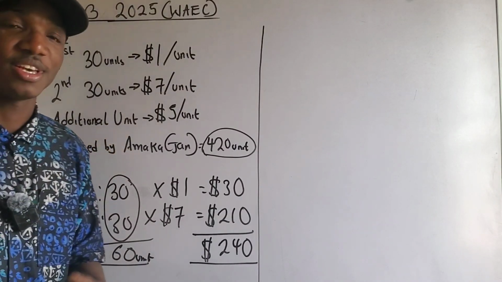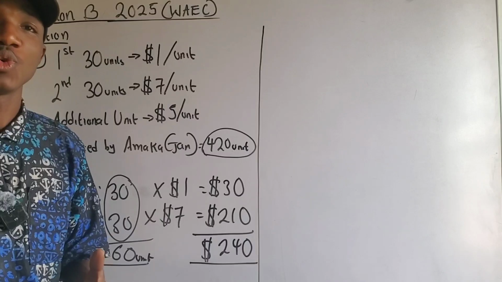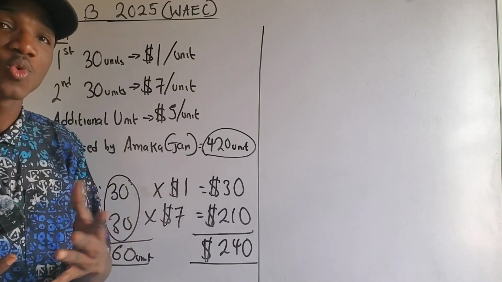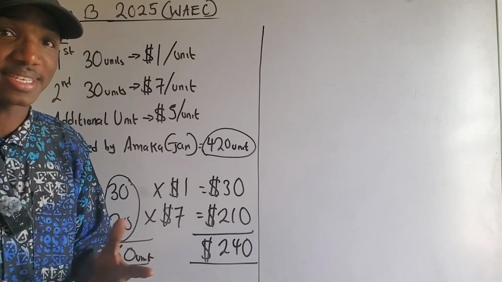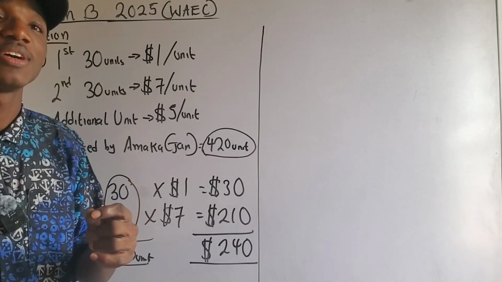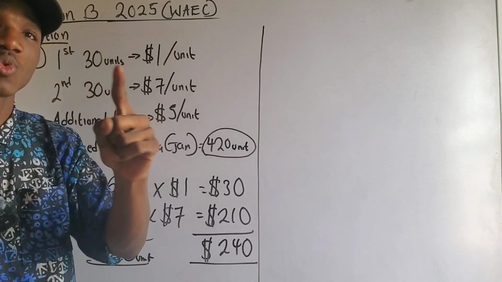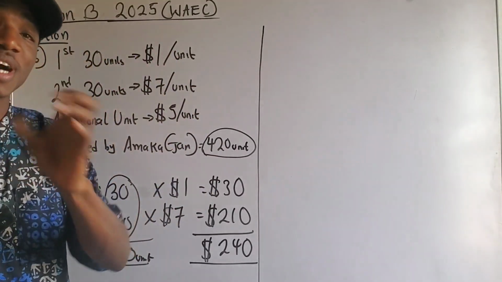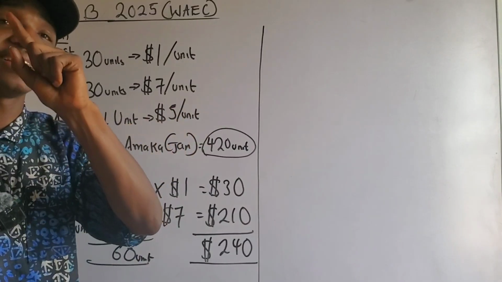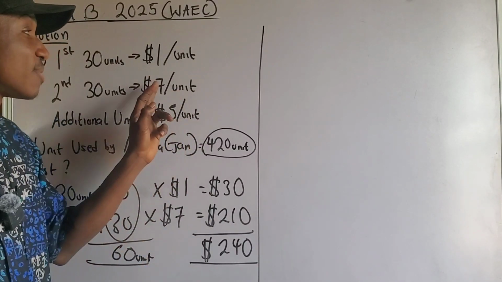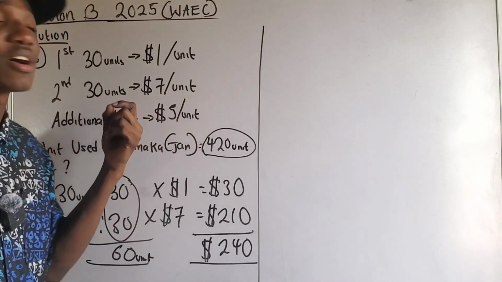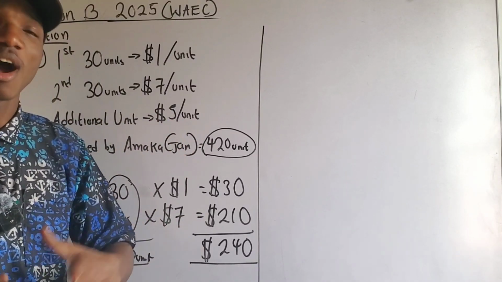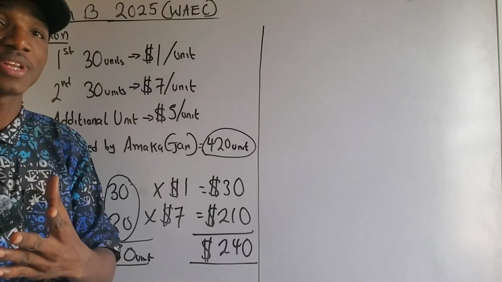Let's say that you decide to buy 90 Congos of rice from a market. And in the market, you are told that the cost of the first 30 Congo of rice is $1 per unit. The next 30 Congo is $7 per unit. And the cost of additional Congo is $5 per unit. Now, how much are you going to pay for 90 Congo?